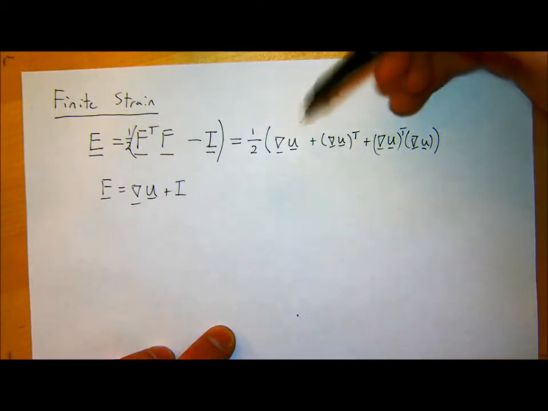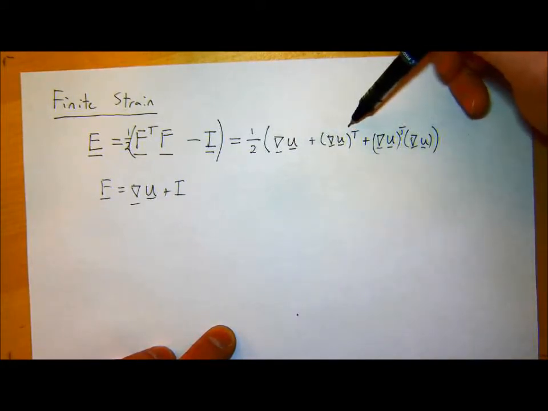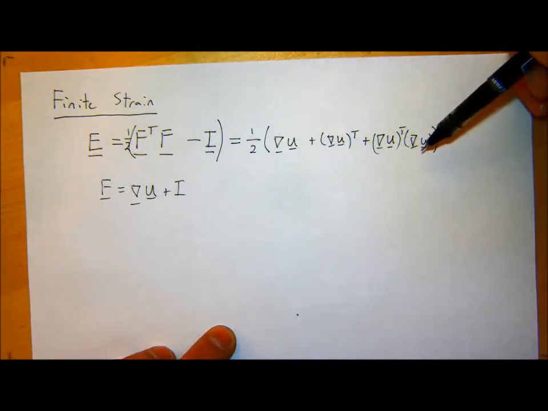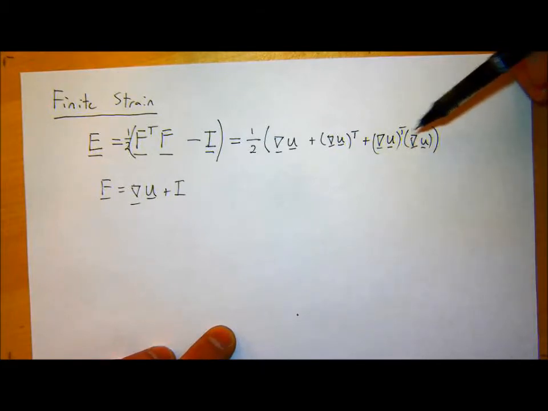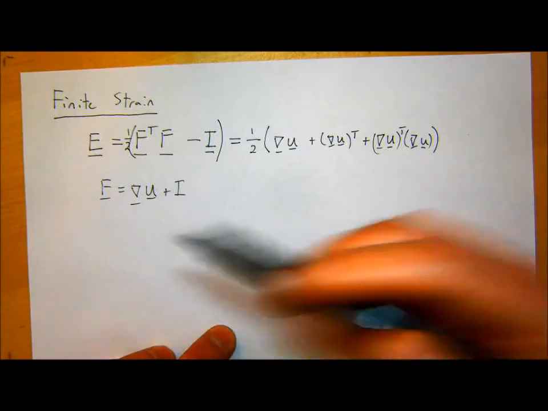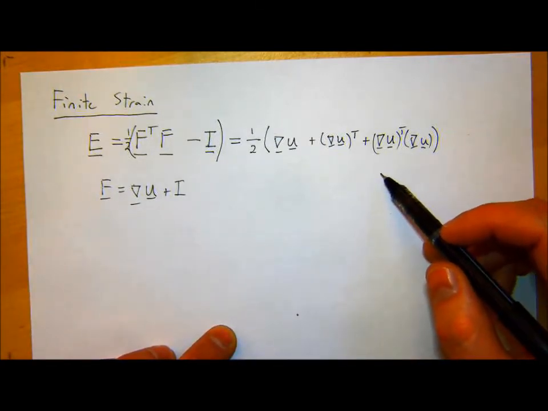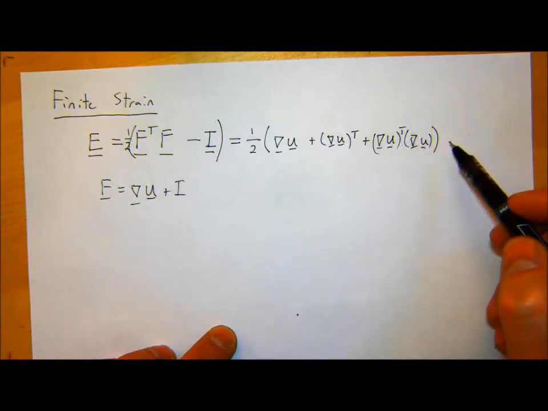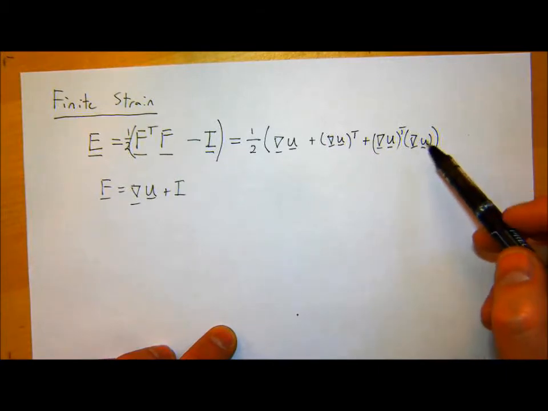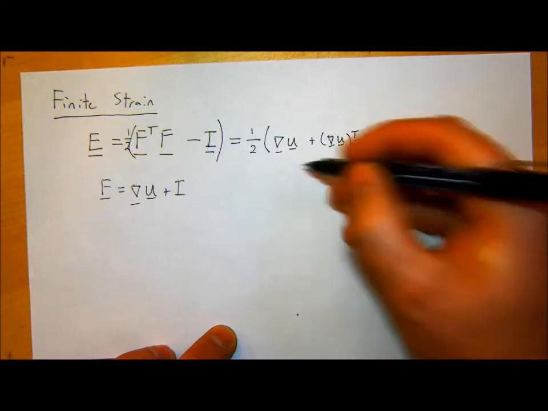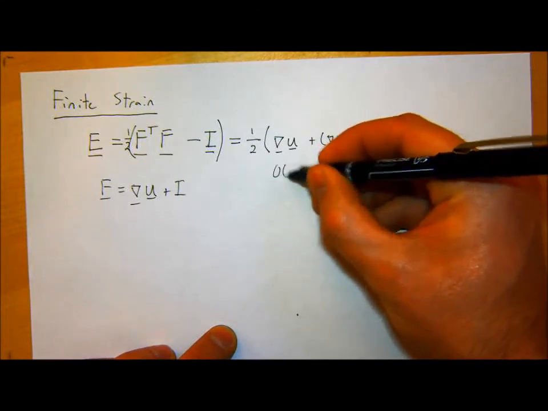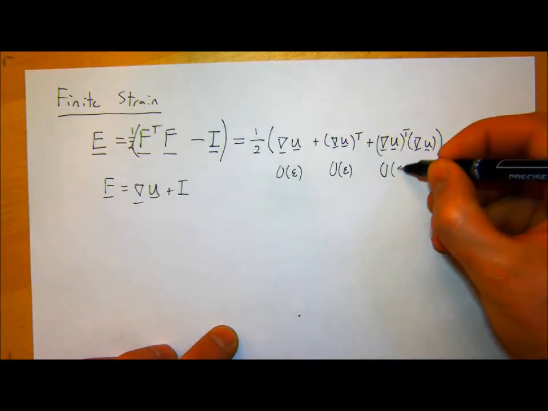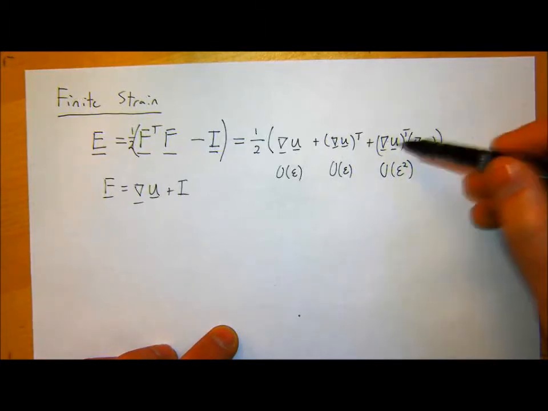Now this would be symmetric. You see I'm adding this and its transpose. So here this part is symmetric, and here when I'm multiplying a matrix by its transpose, this also ends up being symmetric. So here I have a symmetric finite strain tensor, but this is a little bit complicated. And so this term will end up giving me some nonlinear behavior in there, and for large strains, I kind of want to ignore it. So I can say this gradient of U is something on the order of epsilon. This is something on the order of epsilon, and this is something on the order of epsilon squared, because I'm multiplying these two together.